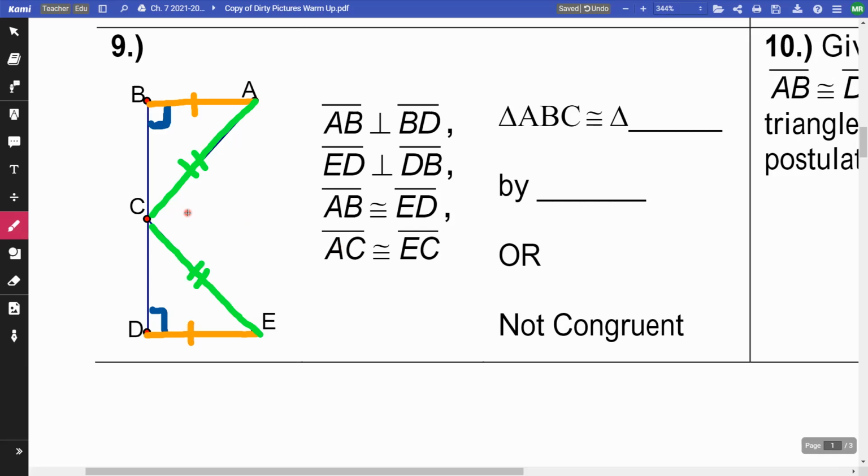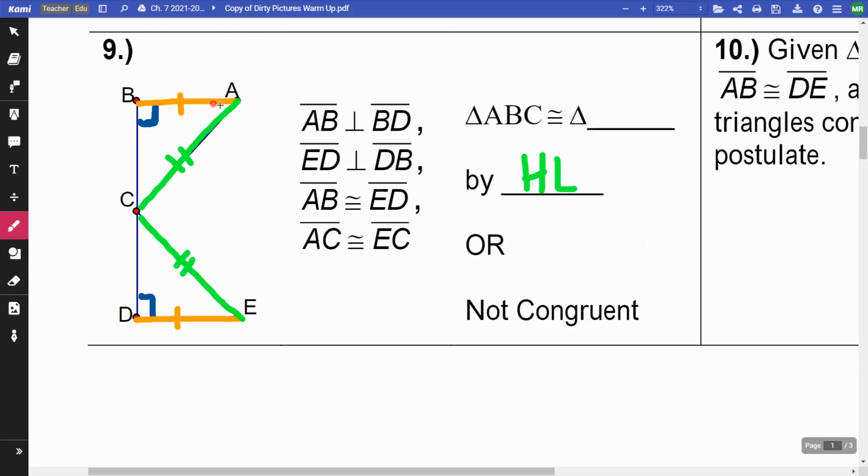Now, in this situation here, we have a right angle. It looks like side angle, which is not a property, but because this is a right triangle, if I know two sides of a right triangle, the third one's going to be determined. So this is going to be congruent because of hypotenuse leg. We call this hypotenuse leg. And triangle A, B, C, A corresponds with E, so I'm going to put E first. B corresponds with D, and then my C corresponds with C.